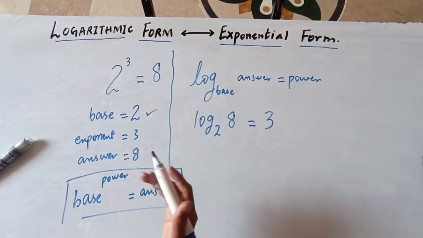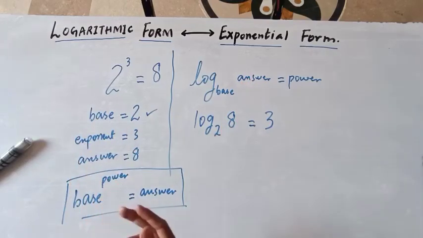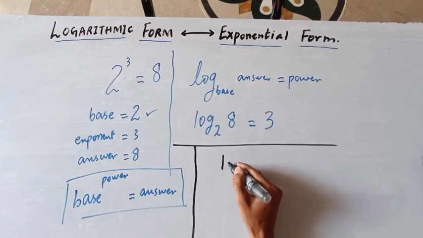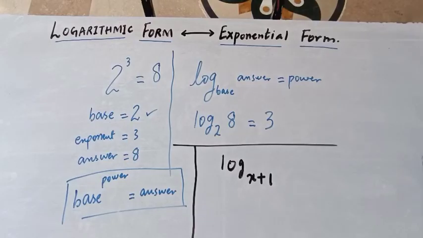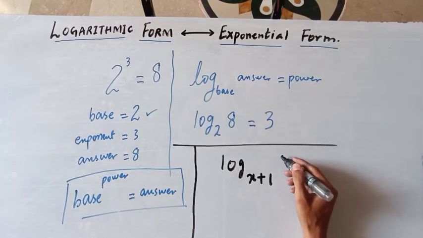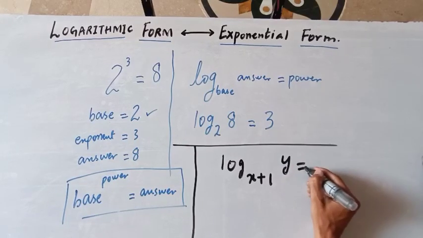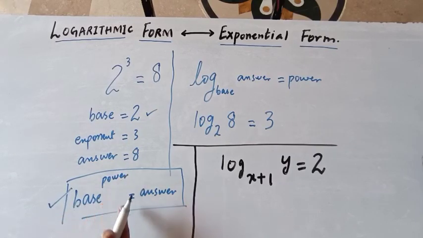And in the same way we can convert our logarithmic form to exponential form. Let's take an example of that as well. Now for example, if we have log, in the base it is written x plus 1, right? And in the answer we are, let's say, getting y, and over here it is written 2. So how can I write this logarithmic form into exponential form? I need to remember this: base power equals to answer.